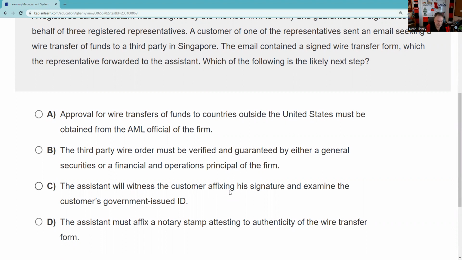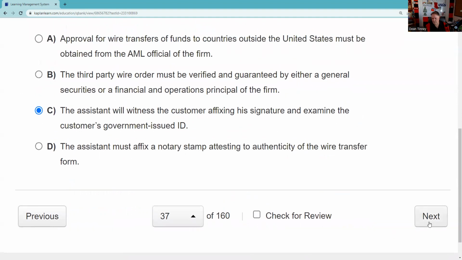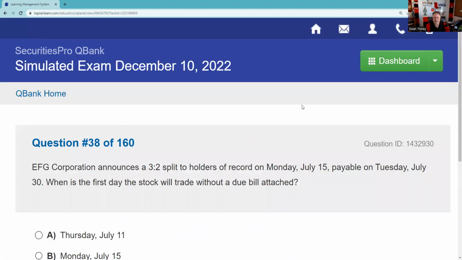No, the larger firm they couldn't do it. I call that test-taking trick reduction of the ridiculous. And what would the world look like if that were true? B, the third-party wire must be verified and guaranteed by either a general securities or financial operations principal. No. C, the assistant will witness the customer affixing his signature and examine the customer's government-issued ID. Yeah, that sounds like the most reasonable thing given the circumstances. C. Question 38.